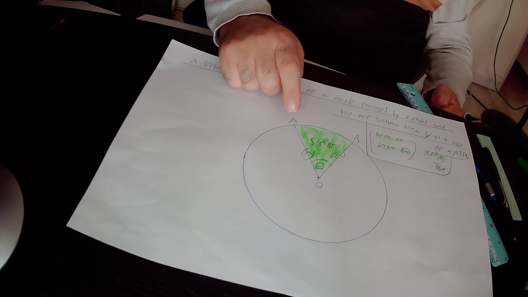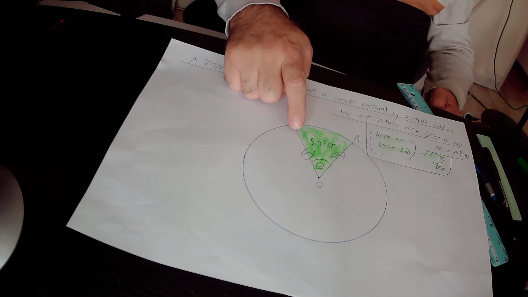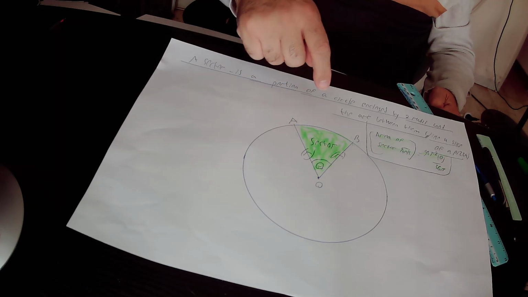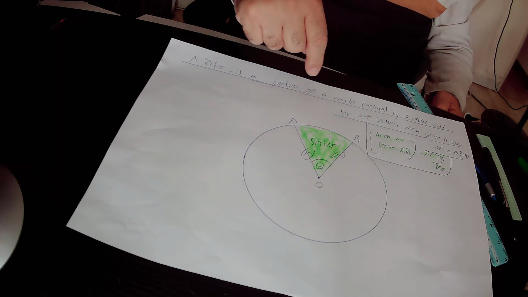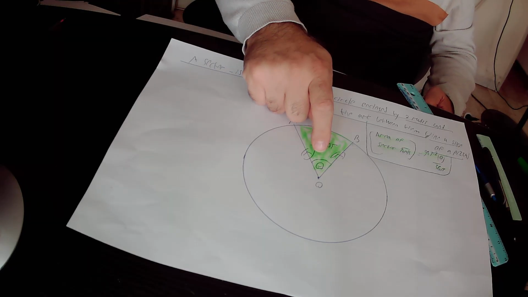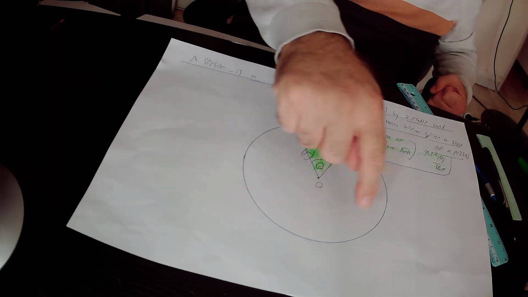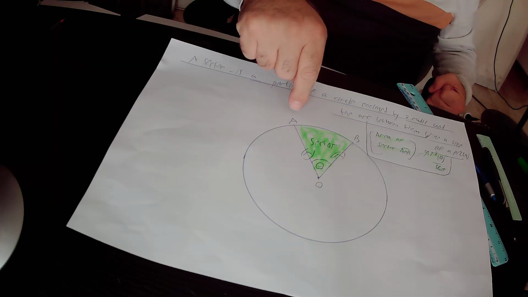So the area of this sector AOB, the green shape AOB, in total is equal to the area of the circle that contains the sector, that is pi r squared, where r is the radius of the circle, times the angle between the legs of the sector, that is theta, over 360 degrees. Repeat again. A sector is a portion of a circle enclosed by two radii and arc AB between them.